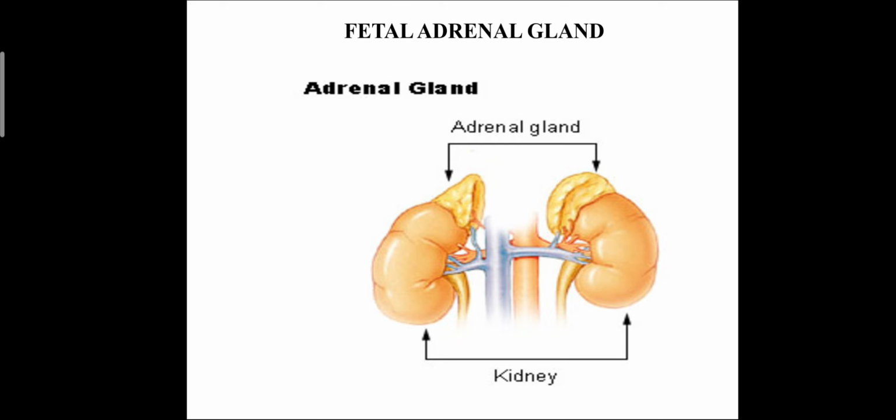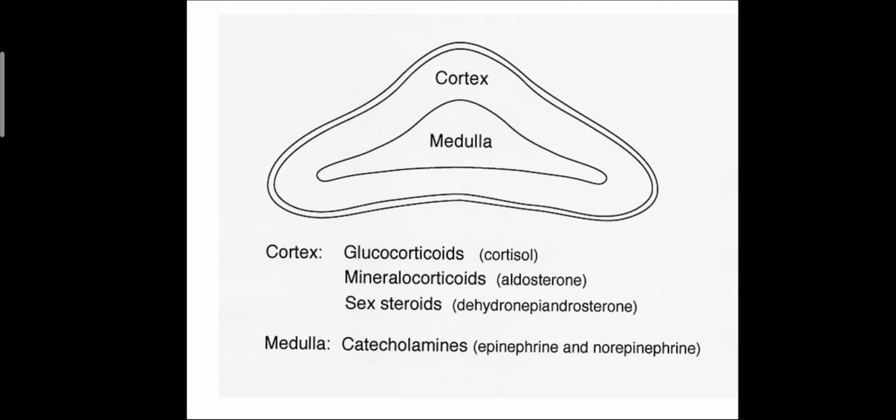Now we see the fetal adrenal gland. As you know, the adrenal gland, also known as the suprarenal gland, is situated over the kidney. The adrenal gland has two parts: adrenal cortex and medulla. The adrenal cortex secretes glucocorticoids, cortisol and hydrocortisone, mineralocorticoids like aldosterone, and sex steroids like dehydroepiandrosterone, which is secreted in very minor quantities. The adrenal medulla secretes catecholamines, epinephrine and norepinephrine.